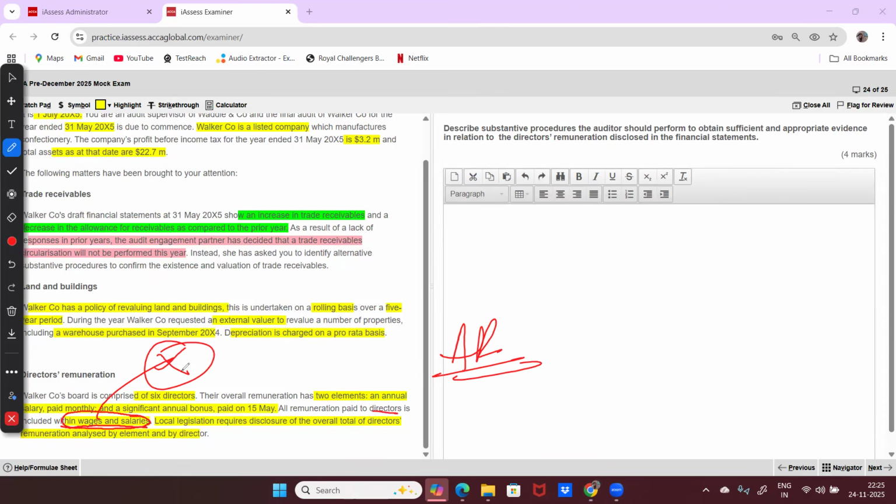The issue, the risk that could arise over here, the audit risk that could arise over here is about the local legislation, that probably they're not complying with the local legislation, due to which there can be fines and penalties as per IAS 37 provisions, etc. You can talk about that. But wages and salaries is absolutely correct. There's no issue in wages and salaries, because remunerations, other word is salaries only, right?